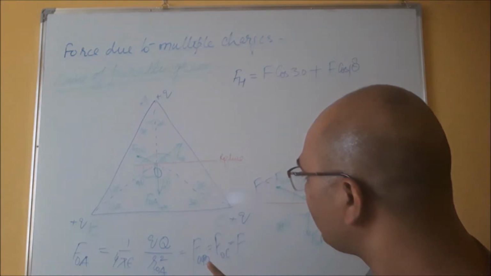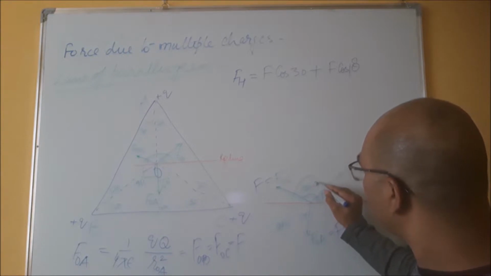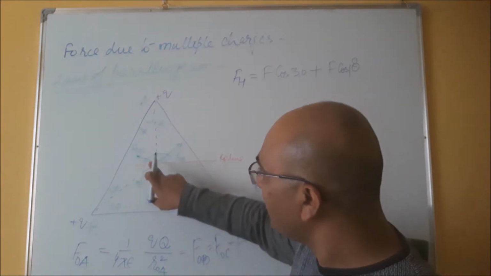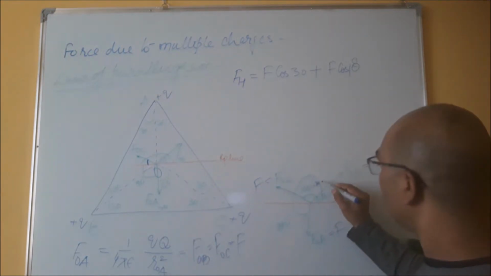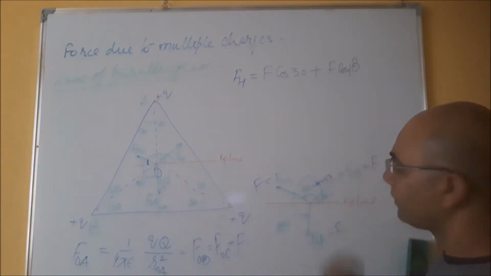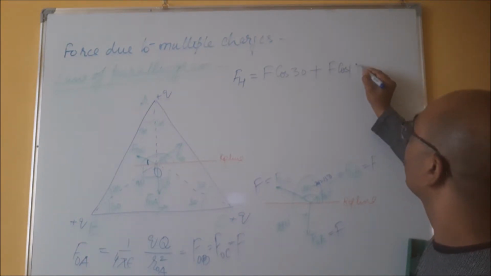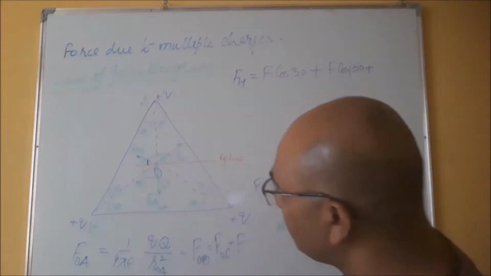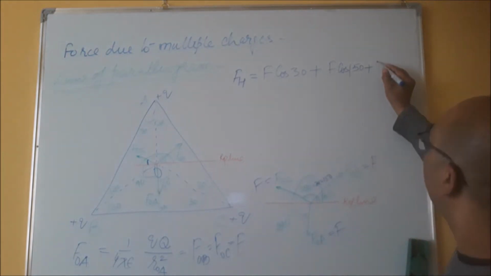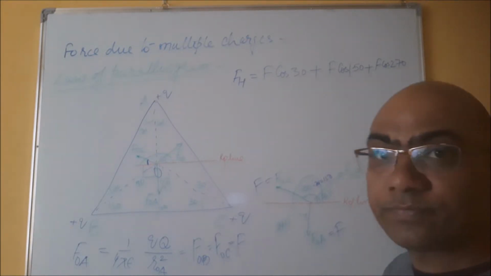Sorry, one thing I made a mistake. This is 180 minus 30, because the whole is 180 and we are minusing 30 degrees. So this will be 150, right? So this will be cos 150, and lastly you see what will be this, F cos 270, right?